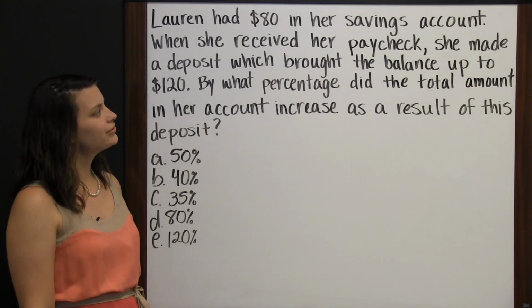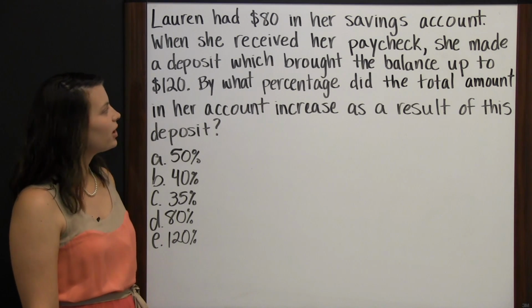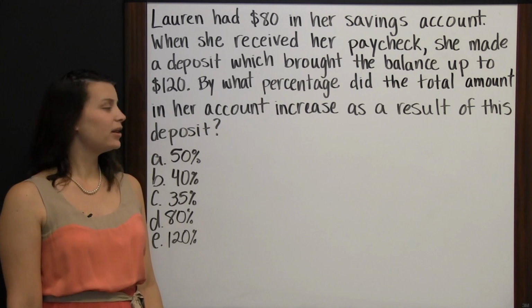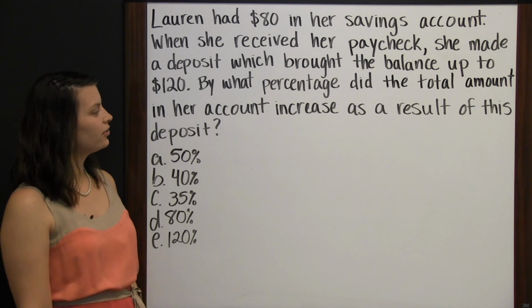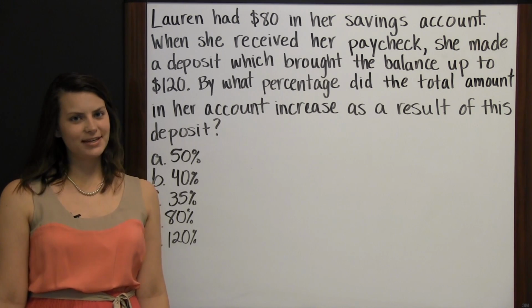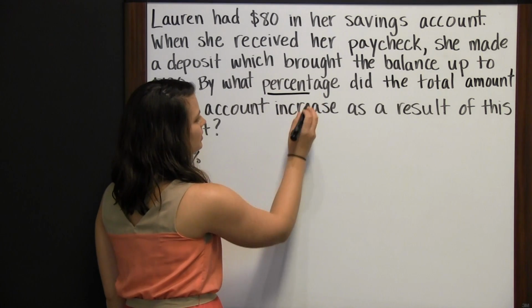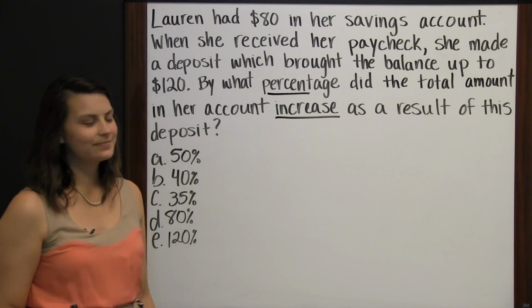Lauren had $80 in her savings account. When she received her paycheck, she made a deposit, which brought the balance up to $120. By what percentage did the total amount in her account increase as a result of this deposit? This is a percent increase problem, and there's a formula for that.